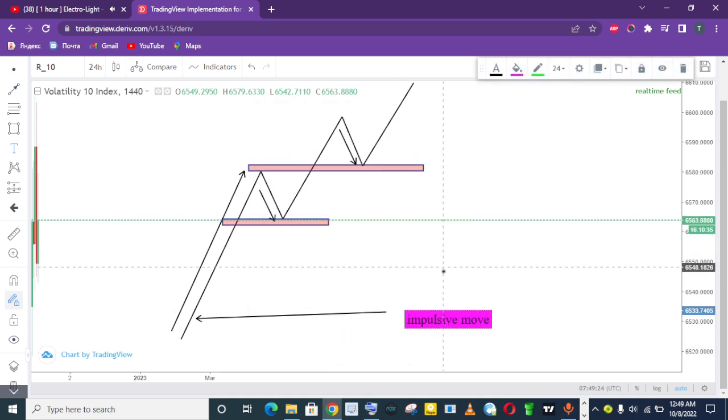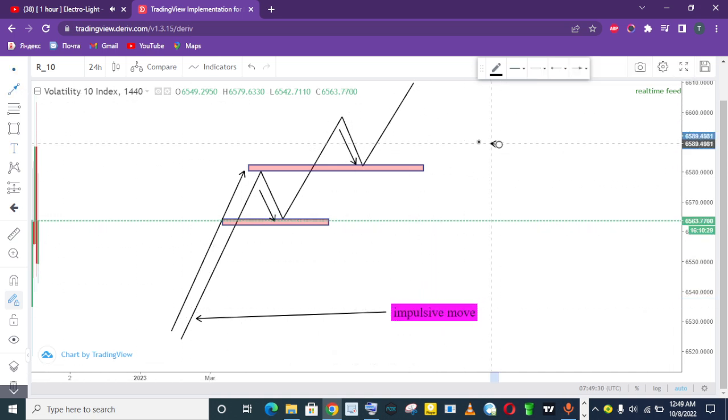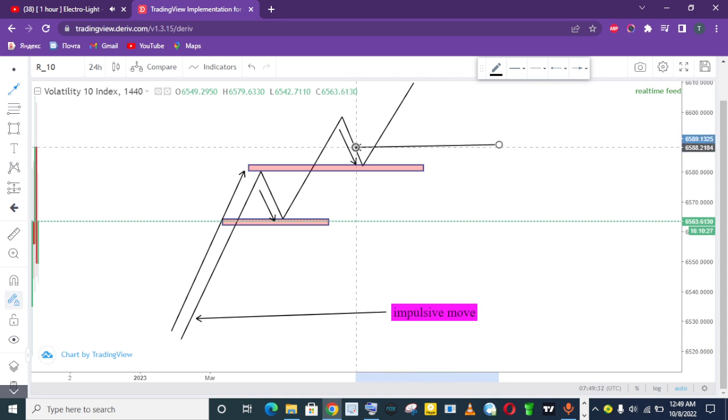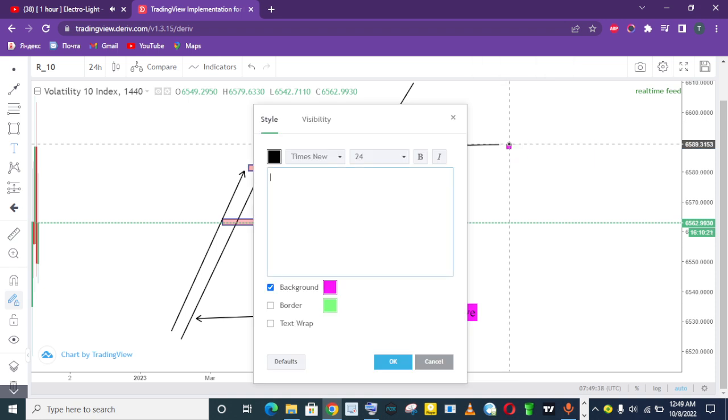Here's our impulsive move. Then our correctional move is represented by this certain zone. This is our correctional move or our pullback. Some people call it a pullback, some call it a correctional move. It represents an area of a correctional move in the original trend.